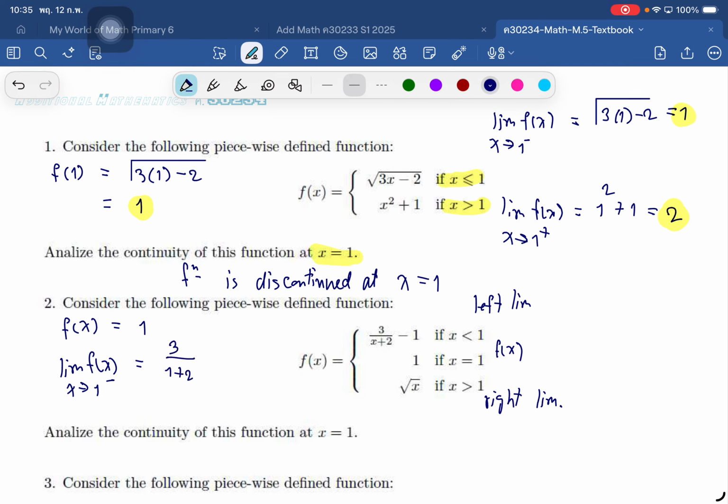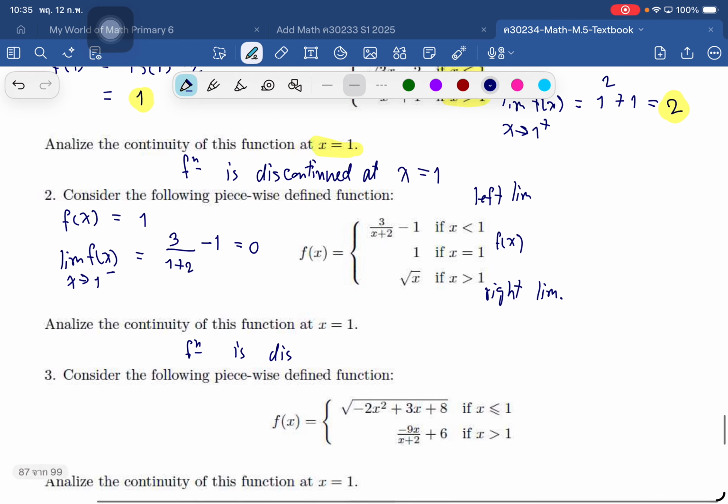This is minus 48 divided by 6, which is minus 8, right? Plus 10 is... it is 1, yeah. So f(3) equals 1. Your job: check the left limit and the right limit.